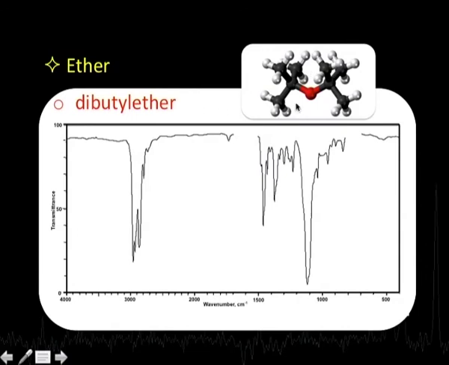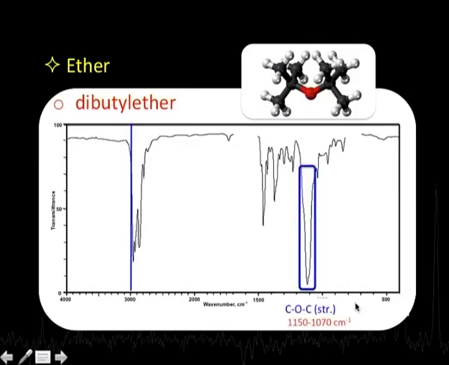Let us look at yet another functionality, that is the ether. This is dibutyl ether. In this case, if you look at the spectrum, we know that this will be my hydrocarbon part, that CH stretching and things like that. But the most crucial vibration frequency to look for in the case of ether is that of CO. This CO comes somewhere here, that is around 1050 to about 1150 centimeter inverse. So, that is where we get COC stretching.